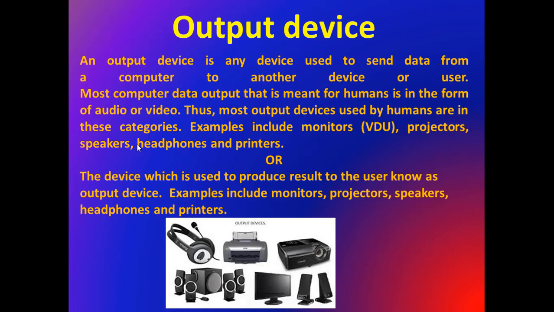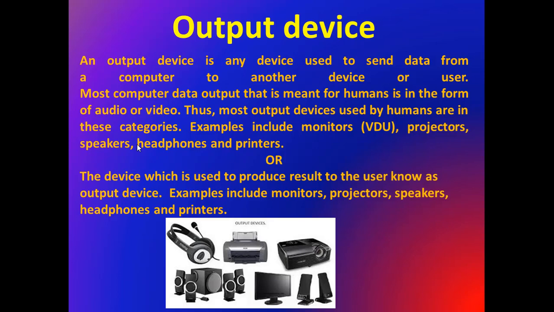After that, output devices. An output device is any device used to send data from a computer to another device or user. Most computer data output that is meant for humans is in the form of audio or video. Thus, most output devices used by humans are in these categories. For example, monitor, which is also known as visual display unit, projectors, speakers, headphones, and printers.